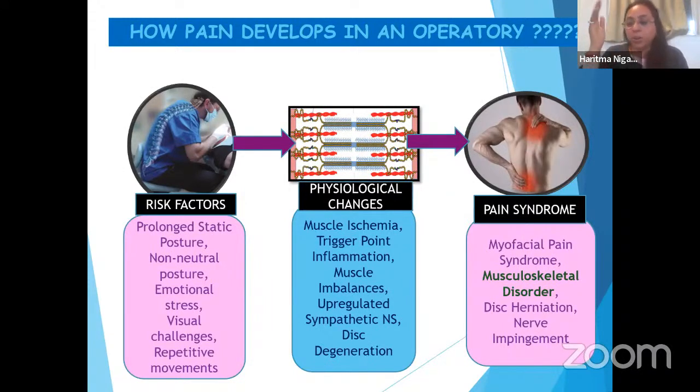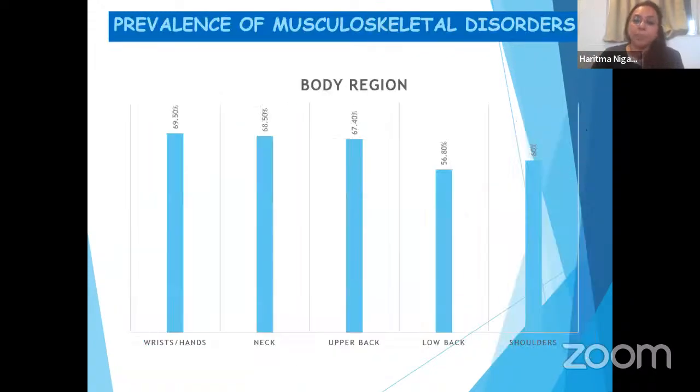There is isotonic contraction, which is seen in a dynamic position, and isometric contraction, which is seen in case of static positions, in which the muscle length will be the same in isometric contraction, whereas in isotonic contractions, there will be rhythmic lengthening and shortening of the muscles. As a result of which, there will be upregulation of the sympathetic nervous system, leading to disc degeneration. The total outcome will be pain symptoms, such as myofascial pain syndrome, musculoskeletal disorders, disc herniation, and nerve impingement.